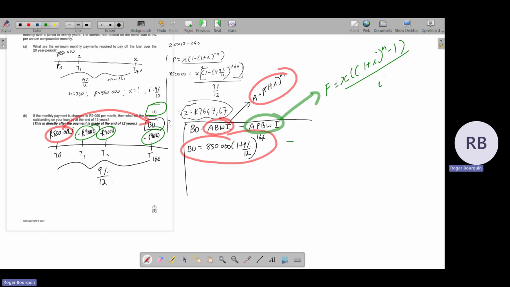X is 9,000, 1 plus, are we good guys? 9% over 12, how many payments? 144, minus 1, over 9% over 12. Stick it into your calculator.